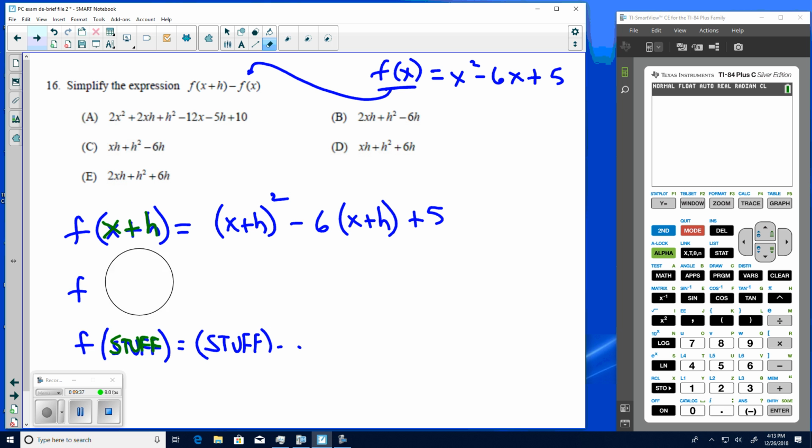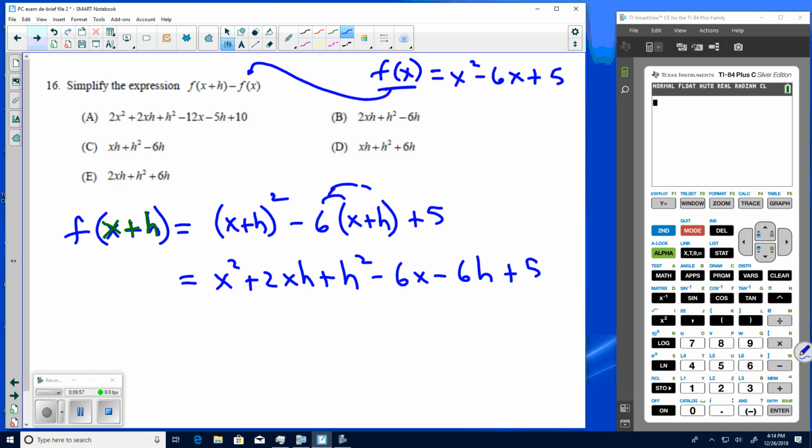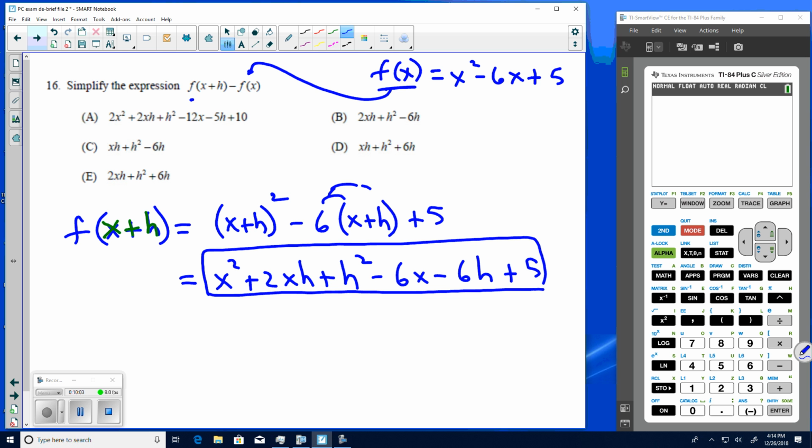And I would hope that expanding that binomial as a square is pretty simple for most. Right? X squared plus 2xh plus h squared. Here we have to distribute that. So we get minus 6x minus 6h, plus 5. Okay, so this entire expression here would fit in right here. So we figured out what f of x plus h is. The problem was to take f of x plus h and then subtract off f of x. Well, we've got the f of x plus h there in the box.